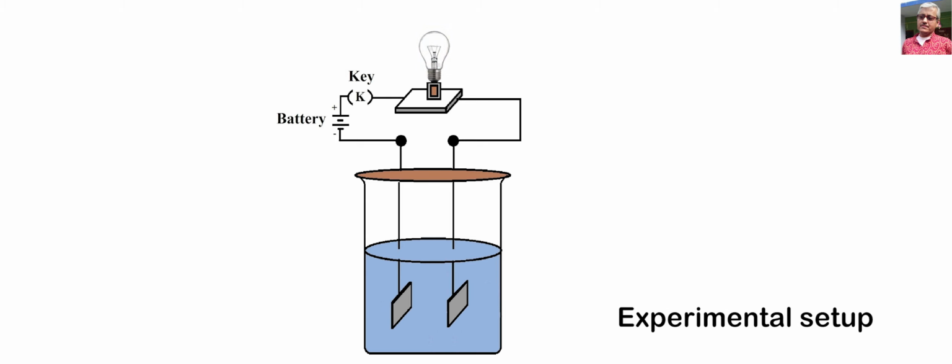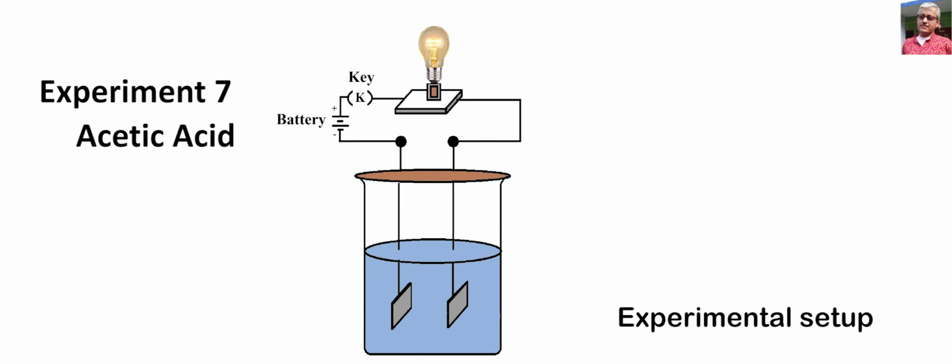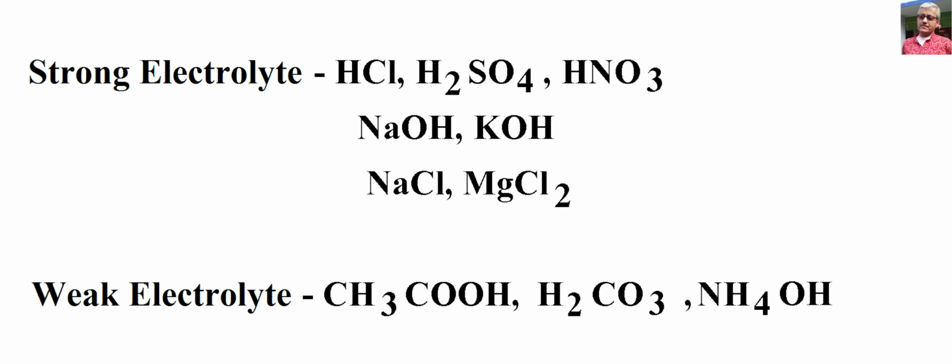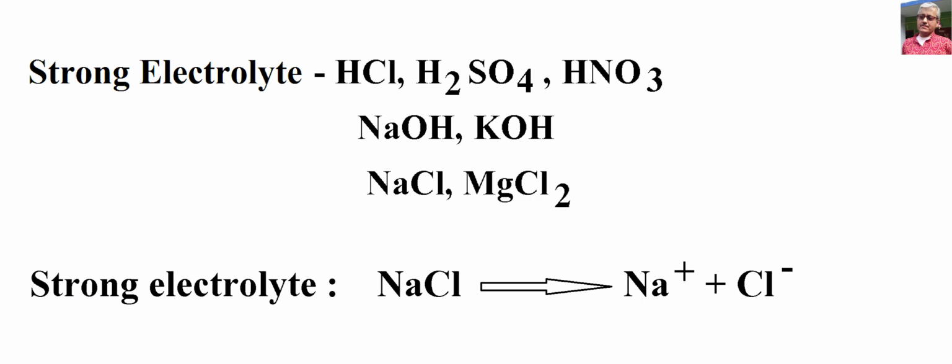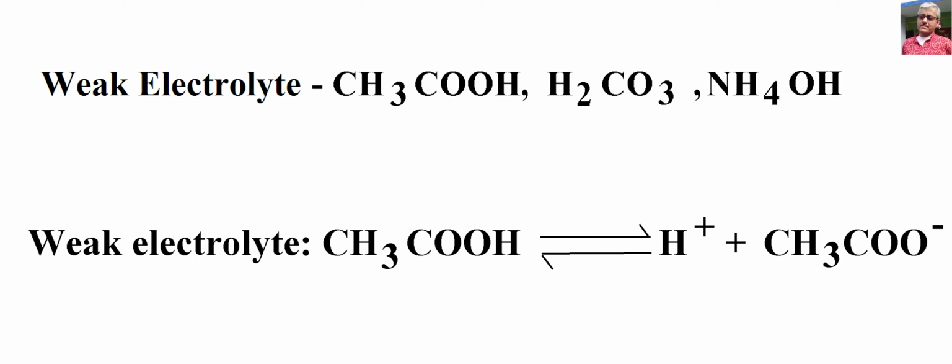We can extend our previous experiment by taking acetic acid as electrolyte. However, very poor illumination is the result now. It is due to its poor ionization. As we know, acetic acid is a very weak acid. So, electrolytes can be classified into two types: strong electrolyte and weak electrolyte. All strong acids, bases and salts are strong electrolytes, and weak acids and bases are weak ones.